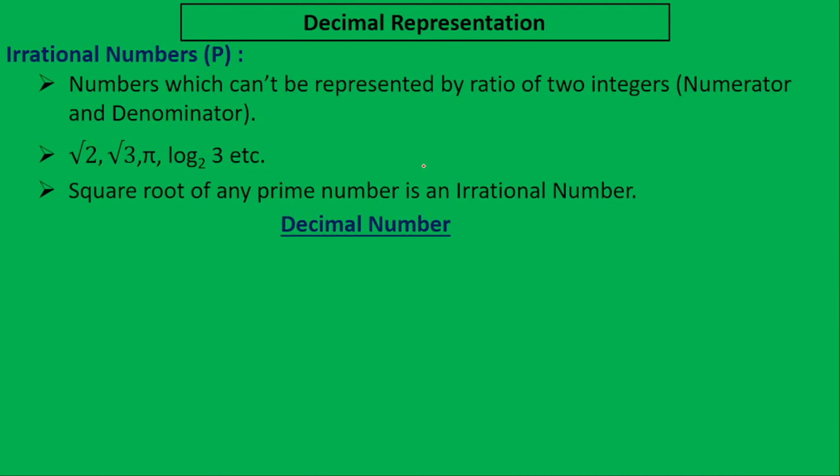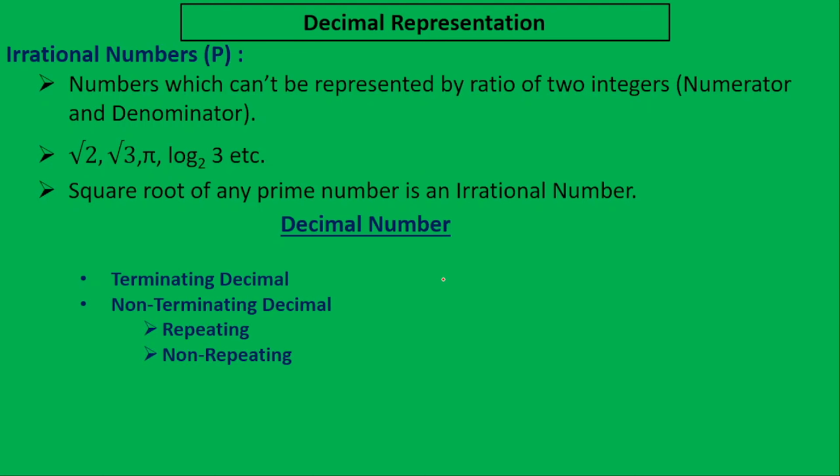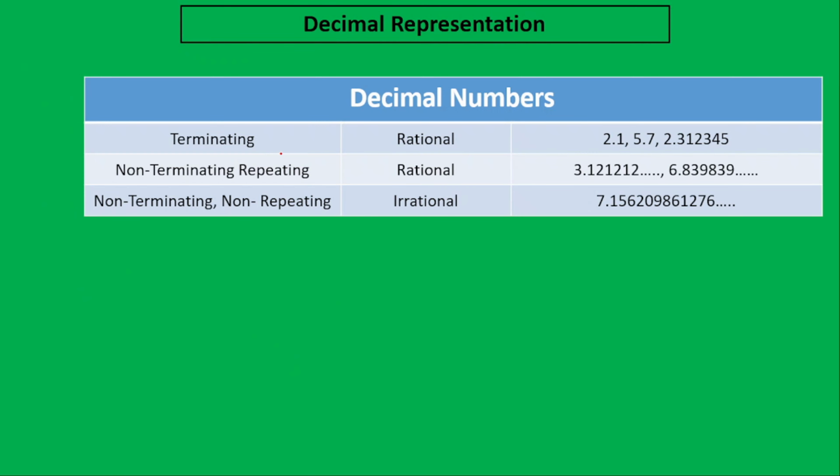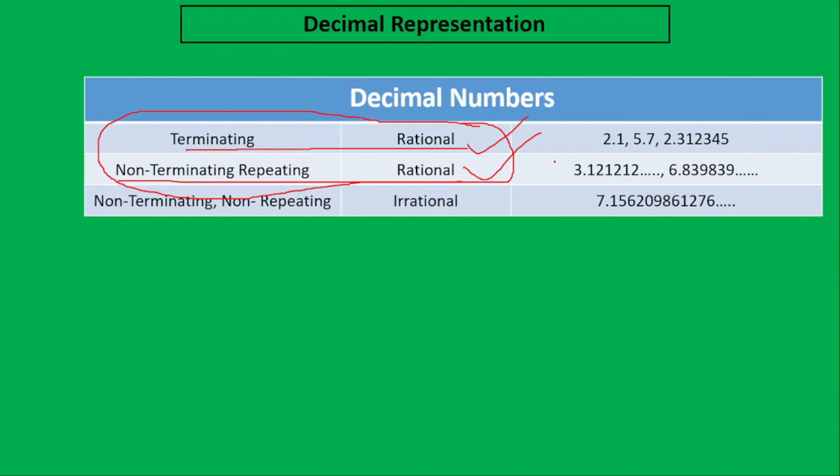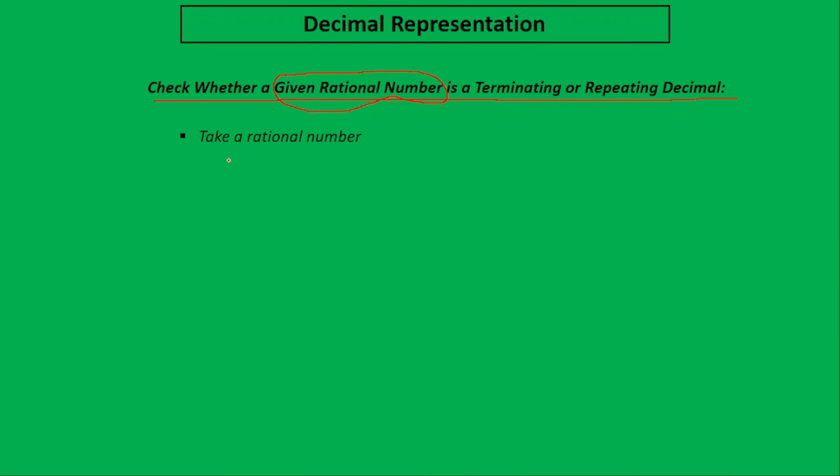So irrational numbers we have seen. A terminating decimal is a rational number, a non-terminating repeating decimal is a rational number, and a non-terminating non-repeating decimal is irrational. So we need to check whether it's terminating or repeating. Only these two are rational numbers. So just by looking at the rational number, how can we say that? We do not need to expand it.